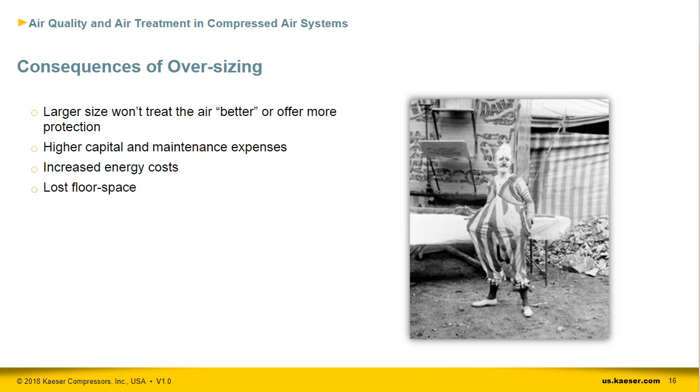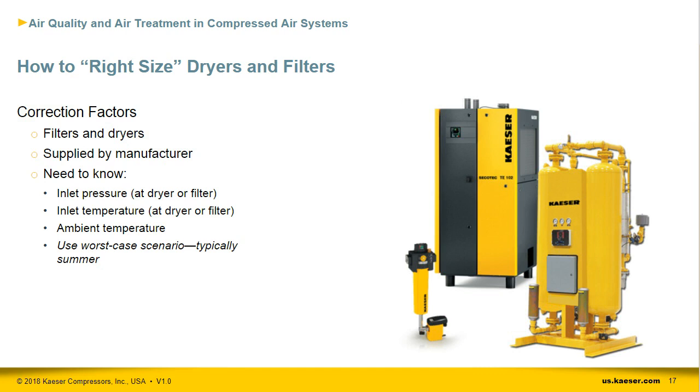The key is to right-size your dryers and filters. And you can do this by using correction factors. Correction factors are supplied by the manufacturer, and there are factors for dryers as well as filters. For the sake of sizing, make sure you go with the worst-case scenario for your installation, which is probably going to be the summer months. Take the factors for operating temperature, system pressure, and the ambient temperature around the dryer into consideration.